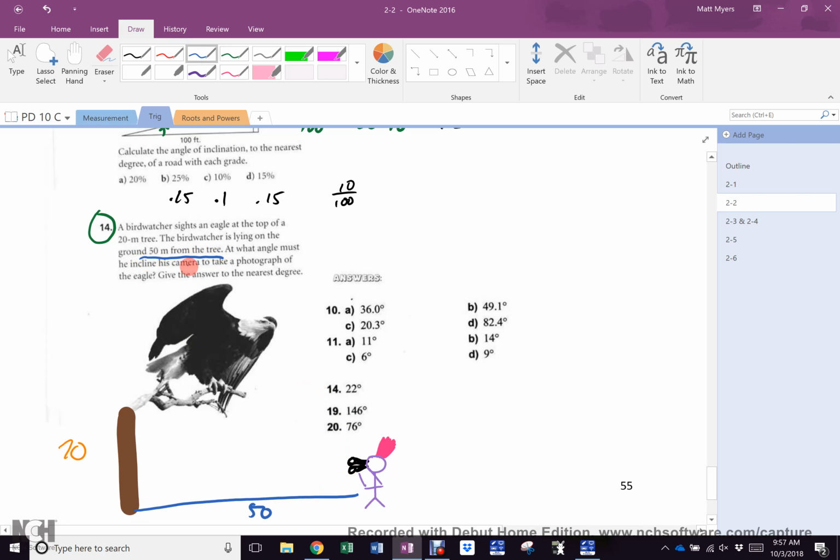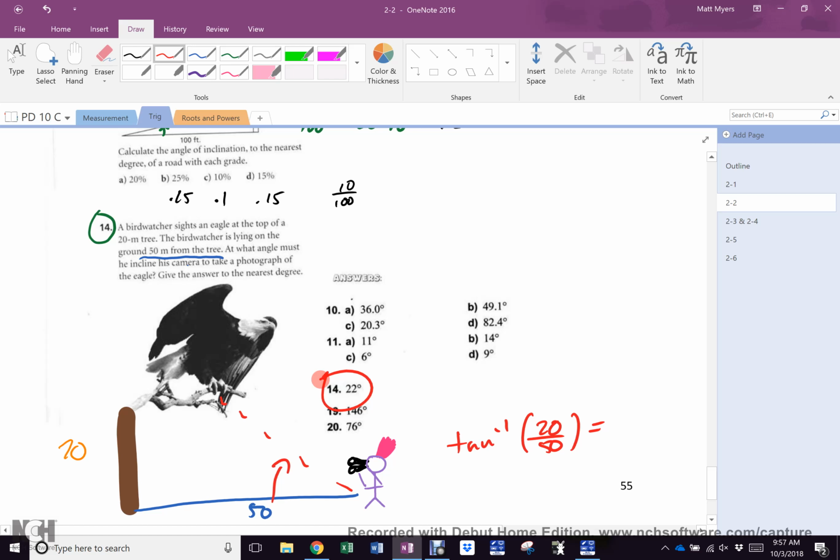At what angle must he move his... Oh, damn it, I drew binoculars instead of a camera. They're like that. They're fancy binoculars with a camera in them. What does he have to move? So he has to get this angle. What is it? It's shift tan of what? 20 over 50. And it gets you 22 degrees.